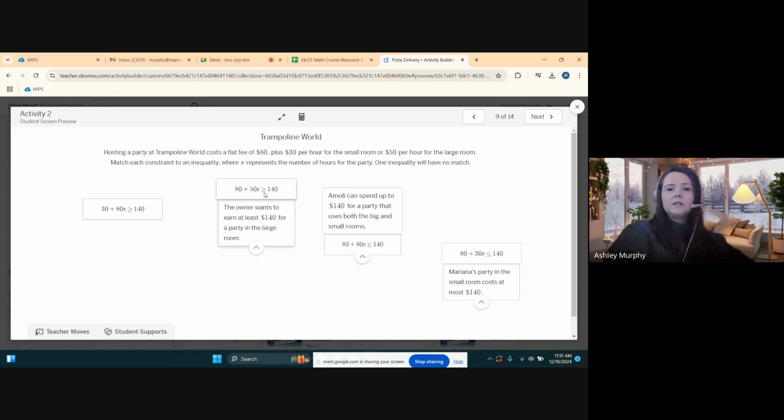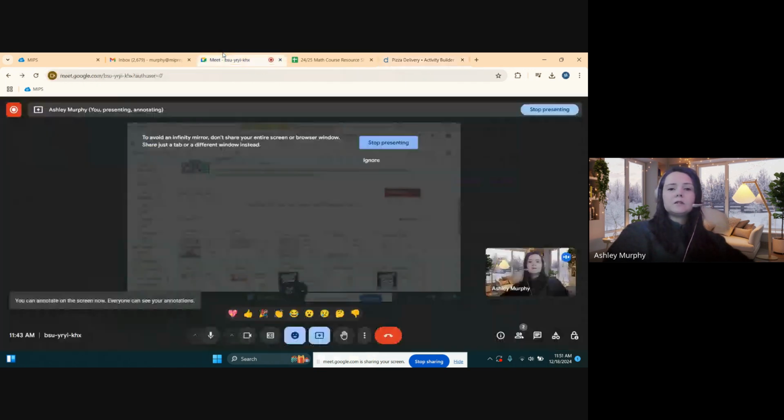So again, these symbols and understanding what they mean is super important. I'm not going to continue with any other pages in the lesson because we're just simply running out of time, but I really hope that helps you to complete the pizza delivery activity and understand inequalities a bit more than what you did prior.